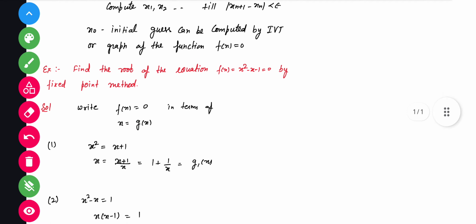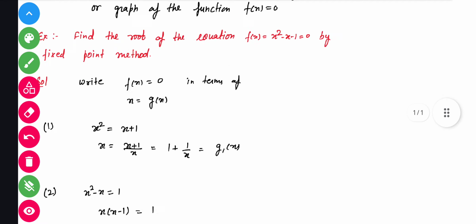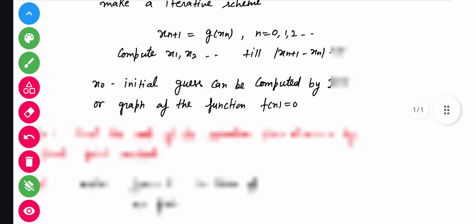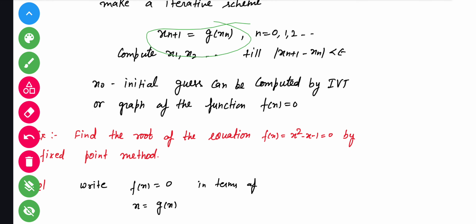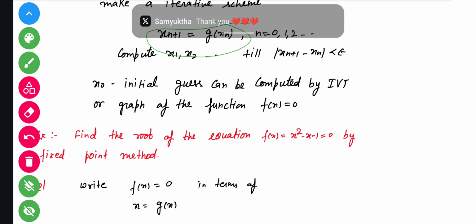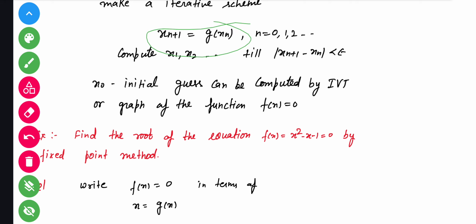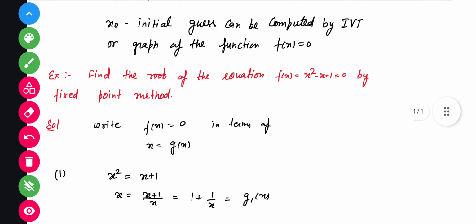So the methodology is this formula: x n plus 1 is equal to g of x n. We use this formula, and whenever the difference, x n plus 1 minus x n, is less than the tolerance value, then we stop the calculation. Then that is the root of the equation.